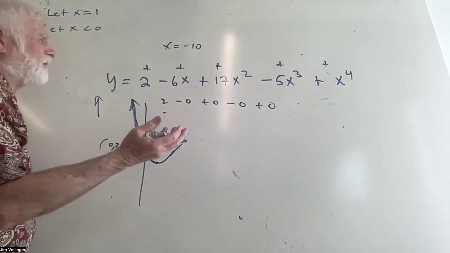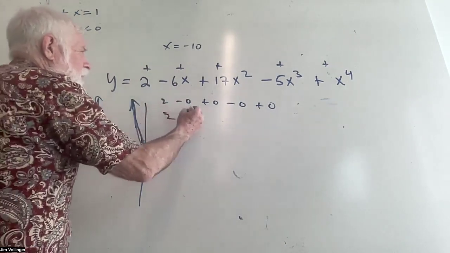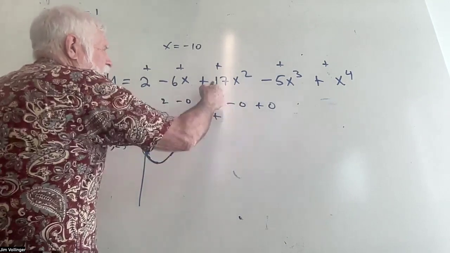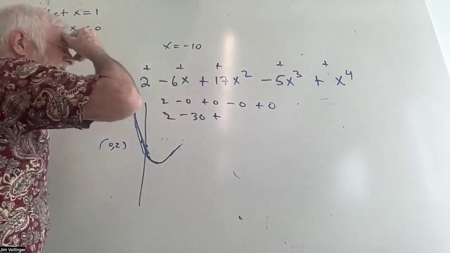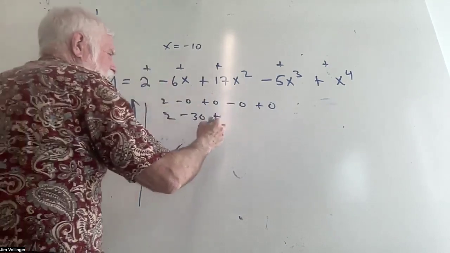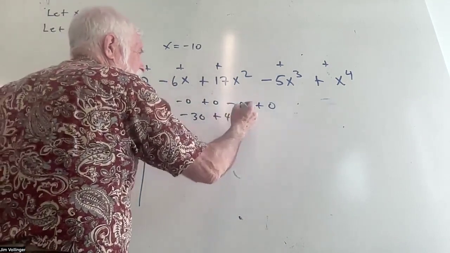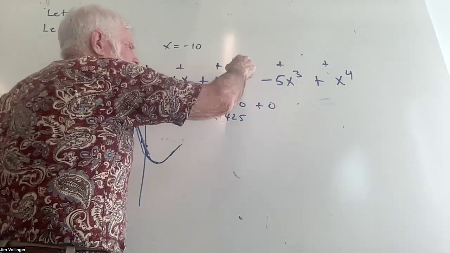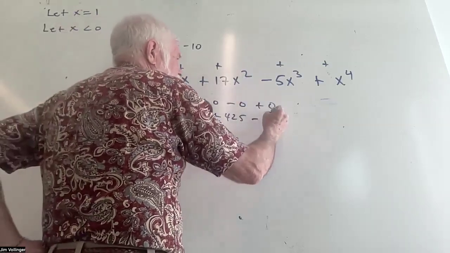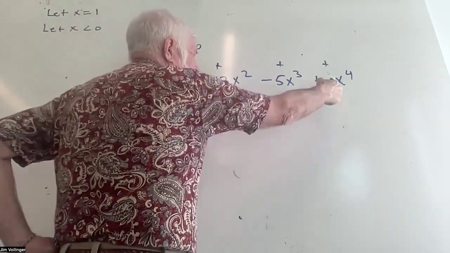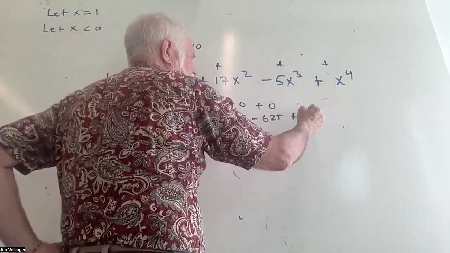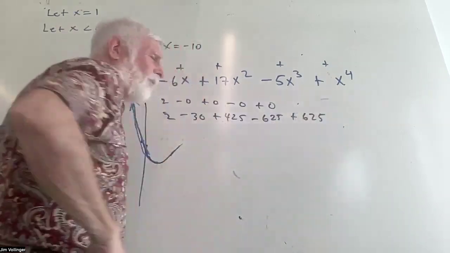Maybe 5's an easy number to work with. I get 2 minus 30, 25. So 16 quarters is $4.25. So I think that's $4.25. I could be off on that. 125 times 5 minus 625, I believe. And 5 to the 4th, I think, is 625. Okay, I hope my math's right there.